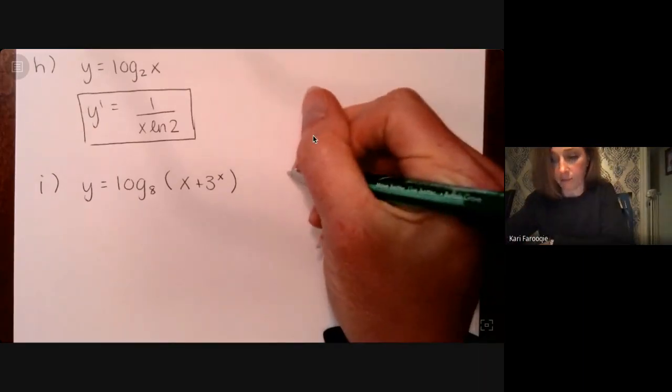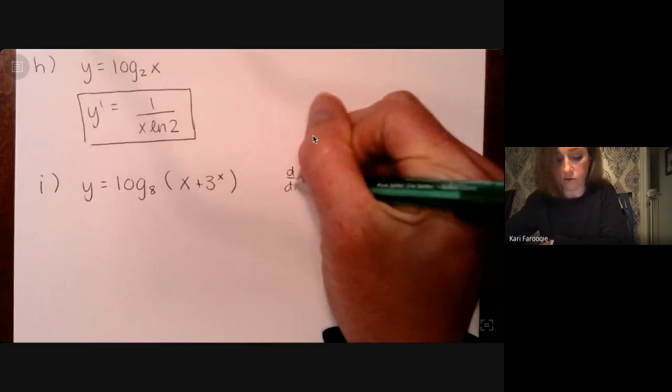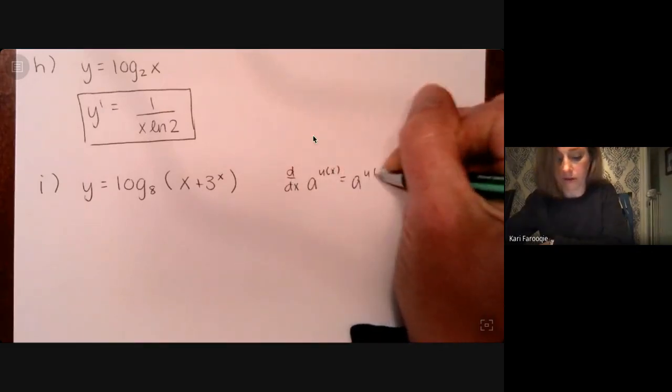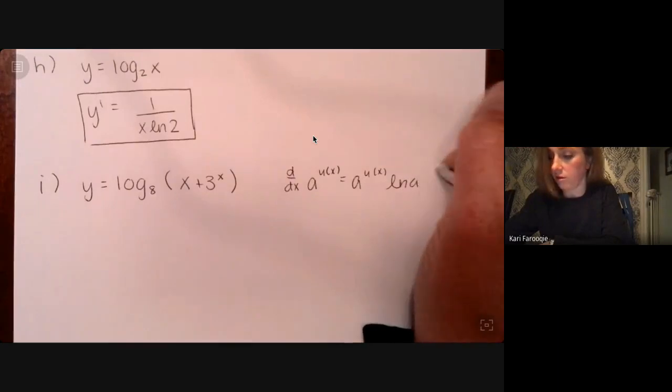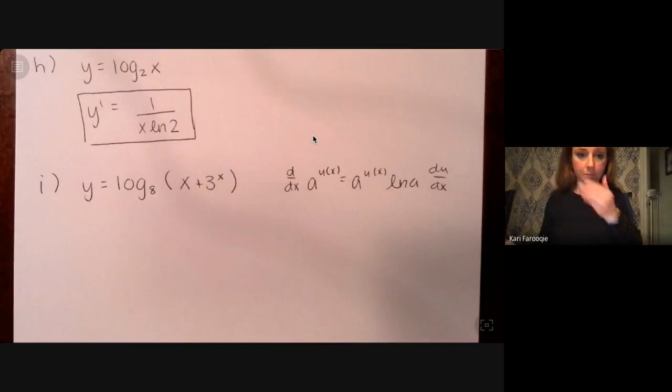again. I gave this to you at the beginning of 3.4. I'm just going to write it down here one more time because we're going to refer back to it. A to the u of x, a to the u of x, ln a du dx. Okay, so we're going to use that.